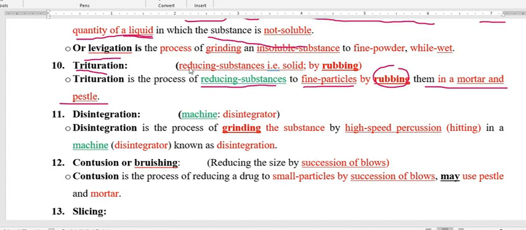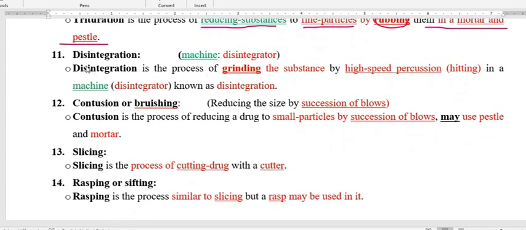Next is disintegration. Disintegration is also a process of reducing the size, in which we apply grinding of the substance, but here we are using a machine. So disintegration is the process of grinding a substance by subjecting it to high speed percussion in a machine called the disintegrator, and the process is called disintegration.